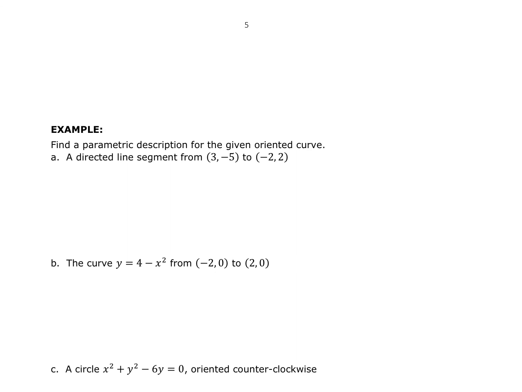So our first example here is we have a directed line segment. We start at (3, -5), and we go to (-2, 2).